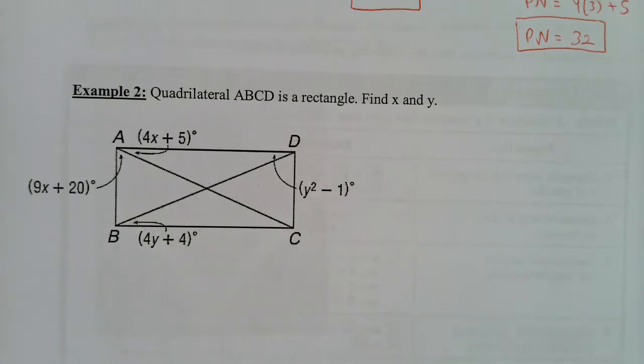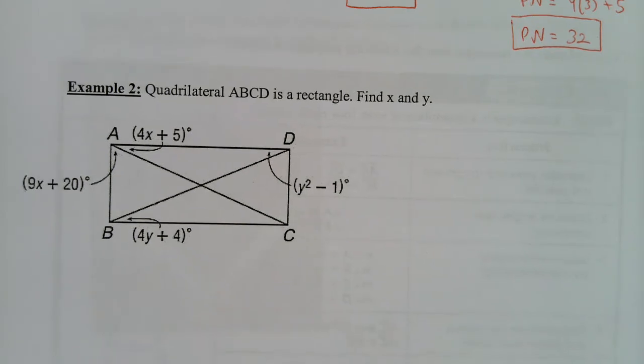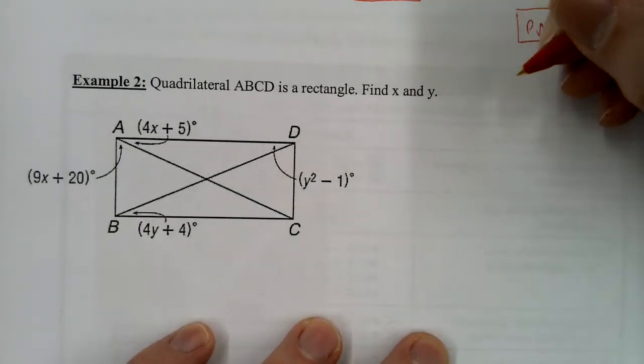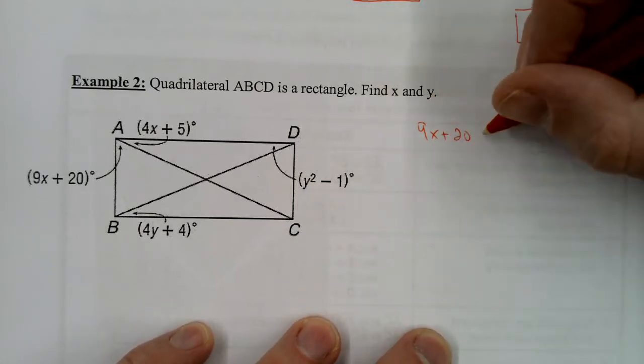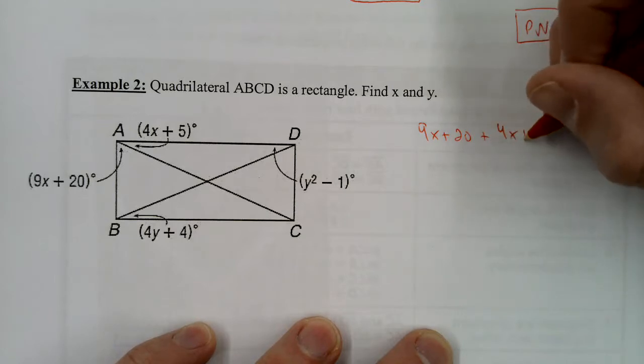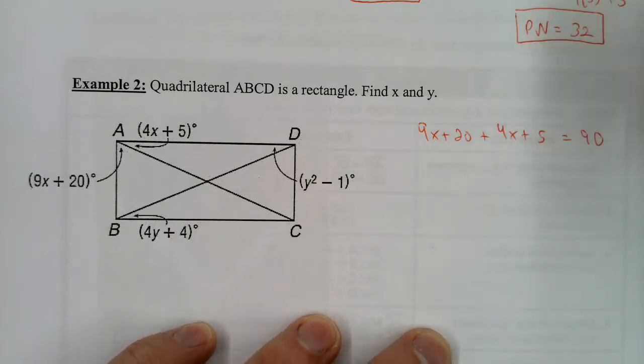Quadrilateral ABCD is a rectangle. Find x and y. All right, let's start by getting x. Since it's a rectangle, you know that you have 4 right angles. So angle A is a right angle. So it means that it's 90 degrees. So it means that 9x plus 20 plus 4x plus 5 equals 90. Solve that for x.